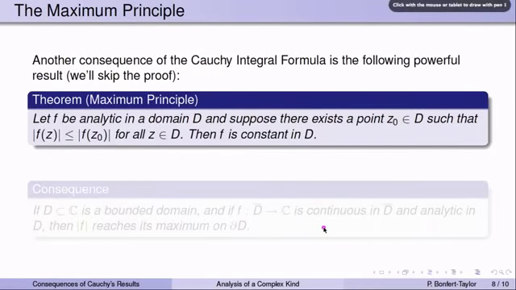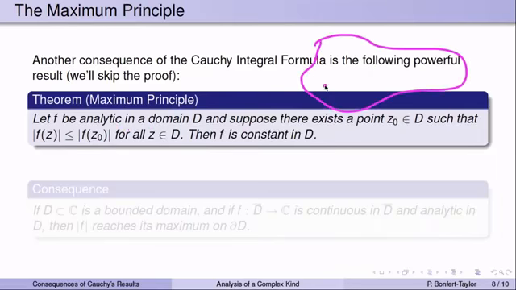Another consequence of the Cauchy integral formula is the following result. We'll skip the proof here. It's called the maximum principle. Suppose f is an analytic function in the domain D, and suppose there exists a point somewhere in D, c_0, such that the absolute value of f of z is largest at that point c_0. Then f must be constant. So f cannot have a maximum value in absolute value anywhere in a domain where it is analytic. There's always a direction where it's going to get bigger.